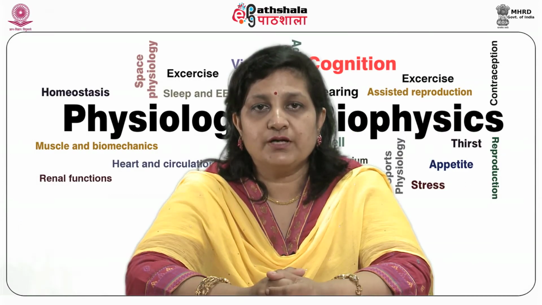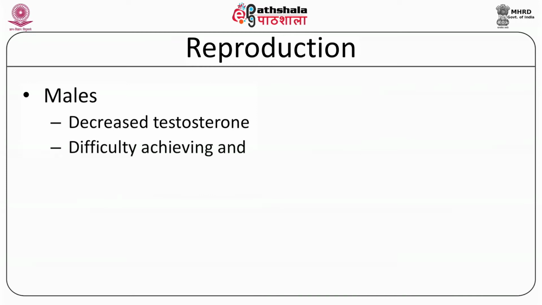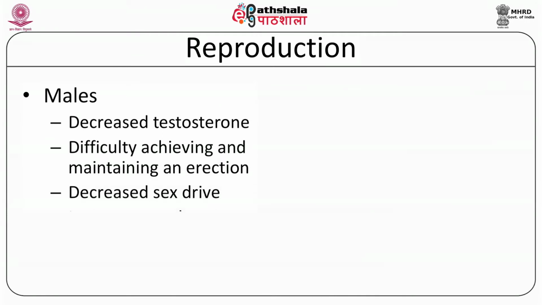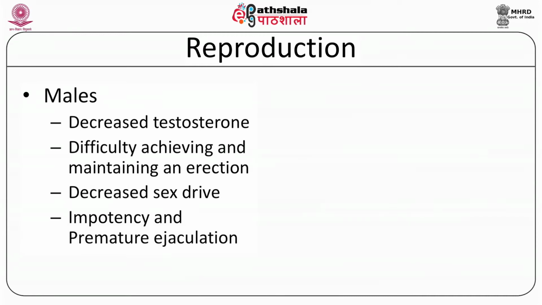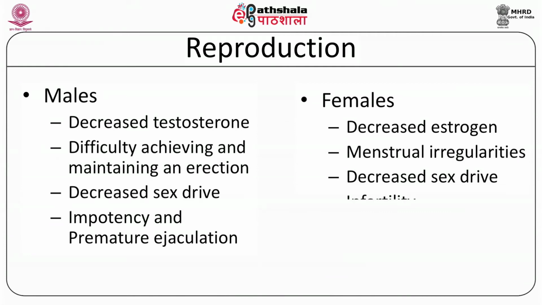Now, the effects on the reproductive system in males are because of a decrease in the testosterone levels. Also, there may be a difficulty in achieving and maintaining an erection. Decrease in the sexual drive can result in impotency and premature ejaculation. The effects in females are essentially because of a decrease in the estrogen levels. This can result in menstrual irregularities, a decrease in sexual drive, infertility, and at times even miscarriage or recurrent abortions.